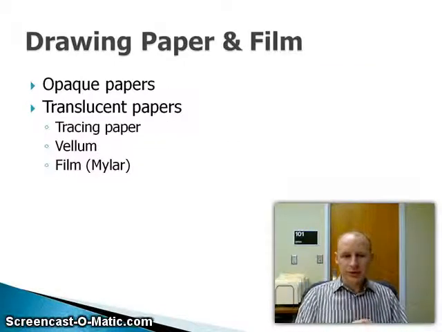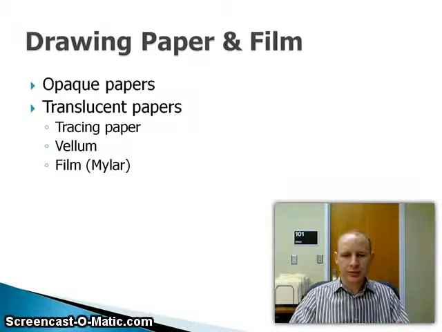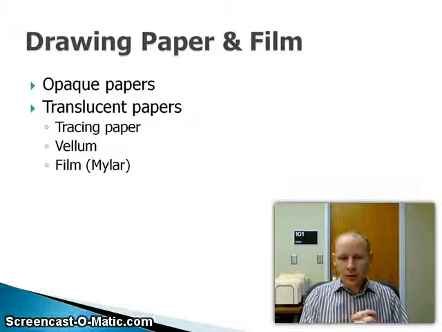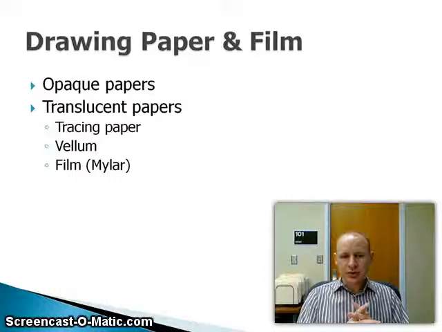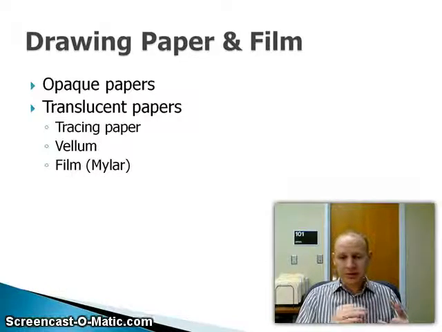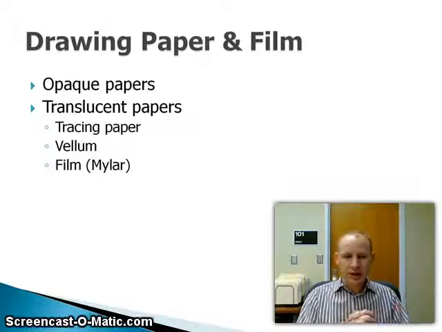When we do drafting, we can use a variety of different papers. We can have opaque papers or translucent. The difference between the two, obviously, translucent paper is going to allow light to flow through it, to shine through it, whereas the opaque papers are not as much. And so traditional opaque drawing paper was either kind of a blue, a light blue, pink, or green color.